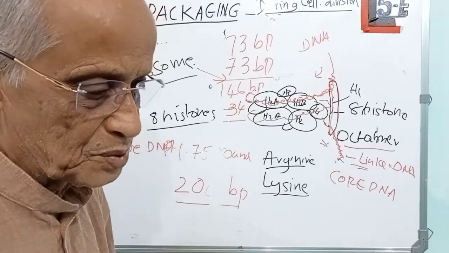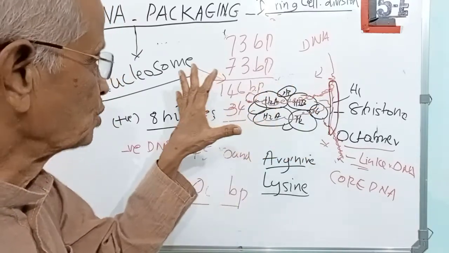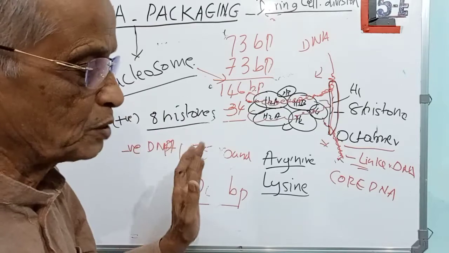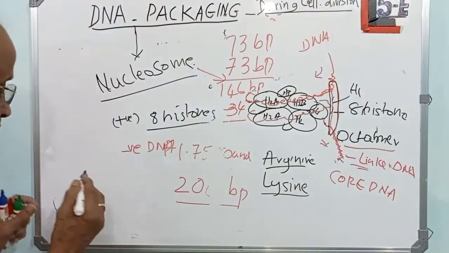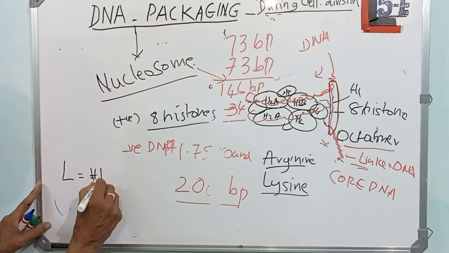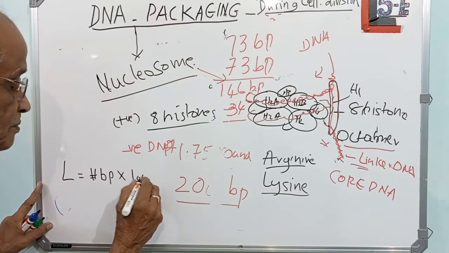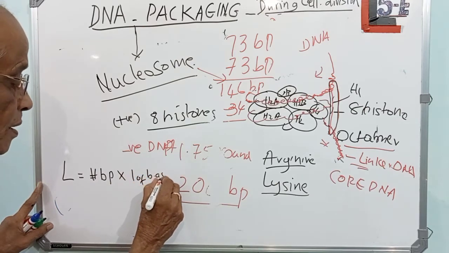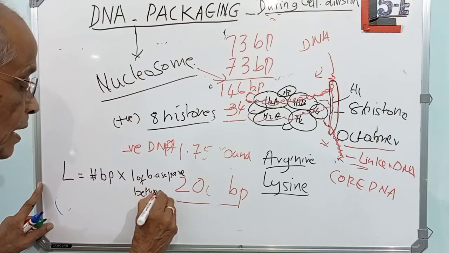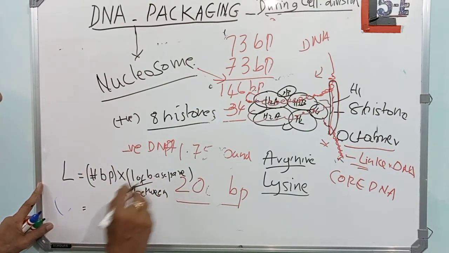There are so many things to learn on this. I think if you just understand 2 things: one, the meaning of the term nucleosome, you must be able to explain that, and then if you are asked to find out the length, you must use the formula. That formula will be length of the DNA is equal to number of base pairs multiplied by length between the base pairs. So if you multiply these two, you get the length. So that is the one you must remember.